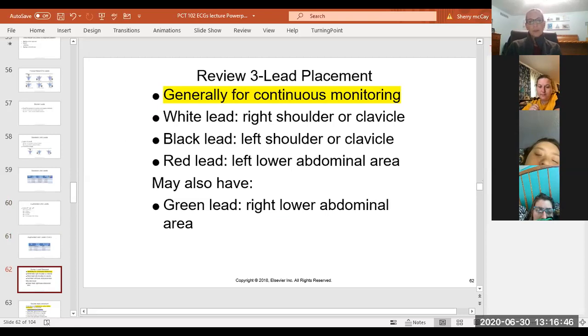All right, so we're going to go over real quick the 3-lead. Generally for continuous monitoring, the white lead is on the right shoulder or clavicle. Black lead is on the left shoulder or clavicle. Red lead is left lower abdominal area. And then you may also have that green lead, which is the right lower abdominal area.